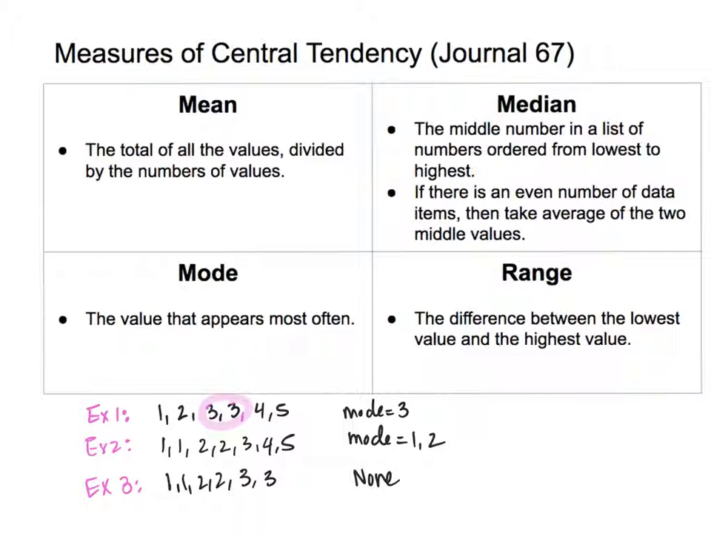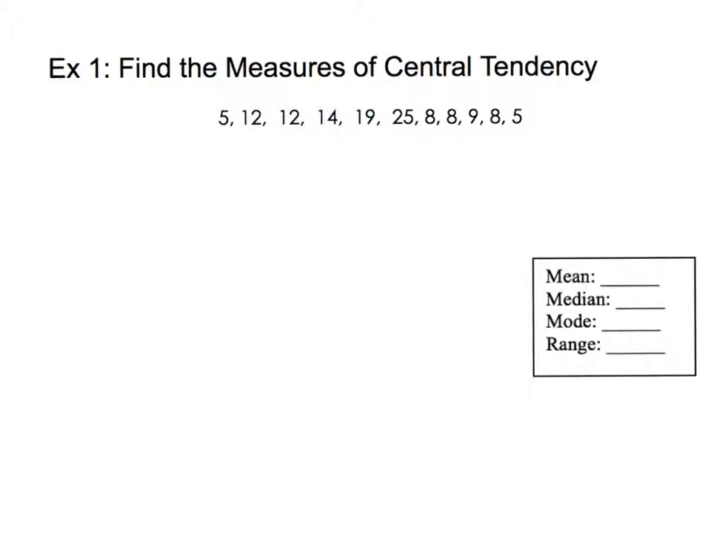All right, so let's do a couple of example problems here. So in this example, we're going to find the measures of central tendency. So that's all 4 of these categories. We're going to start with the mean.